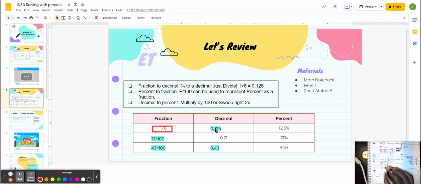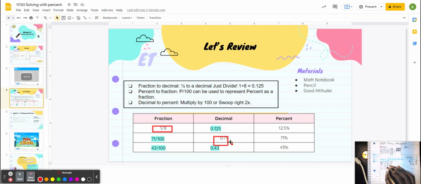And if I wanted to find out what the percent is, the only thing I would have to do to make a decimal into a percent is multiply by 100, or I could swoop my decimal twice to the right. So here you can see I literally swooped once and then twice, and that is how I got my percentage.